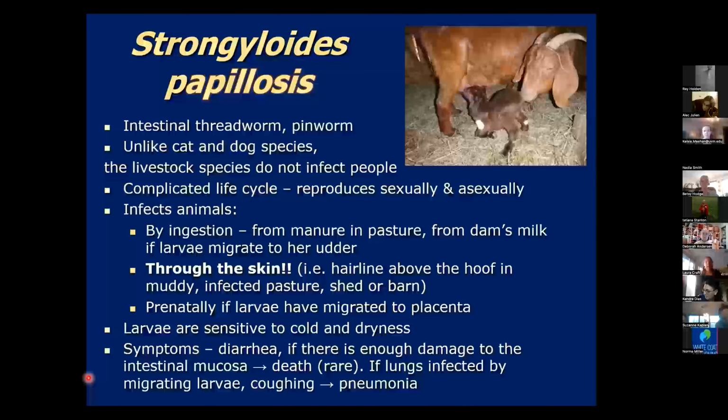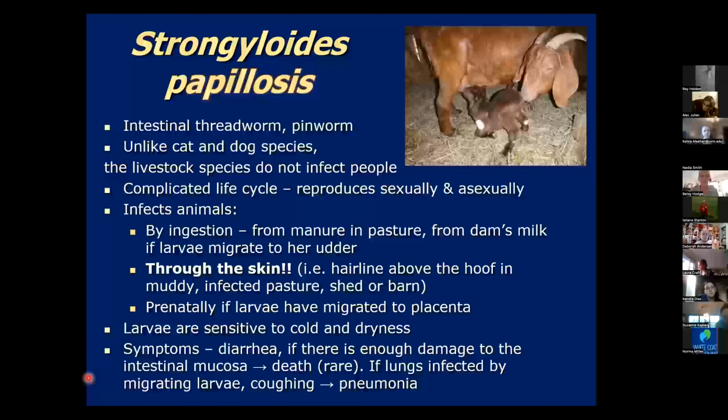And then there's Strongyloides. So Strongyloides is similar, and we had sort of an outbreak of this end of last summer, fall. And it's an intestinal threadworm or pinworm. It's not like the dog and cat species. It does not infect people, which is nice. Complicated, it does have a complicated life cycle because it can reproduce sexually or asexually. And it can infect animals in several different ways.